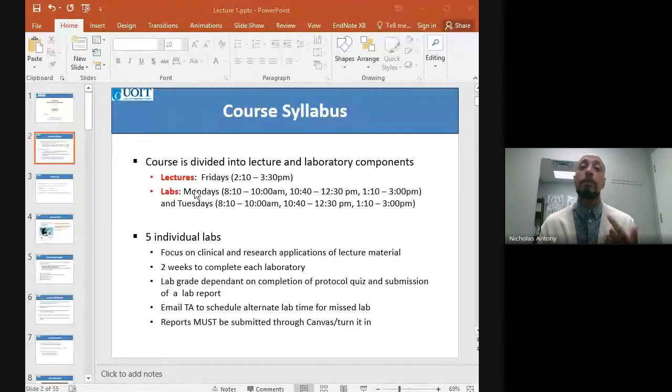So you would complete that protocol, and then there's sample data that's posted, and you would complete the lab on your own time with the sample data that you would have hypothetically collected, and submit that lab report through Turnitin. There are 5 different labs, and each lab will be worth 4%. The Kaltura protocol quiz will be 1%, and then the lab report will be 3%, for a total of 4% per lab.